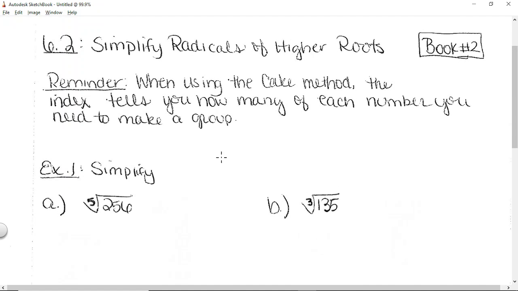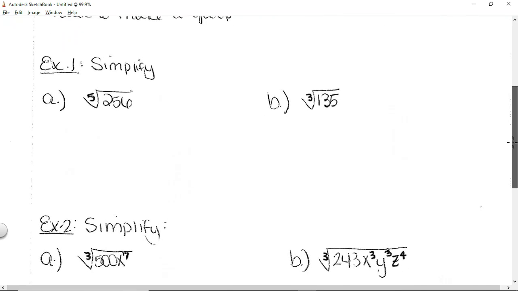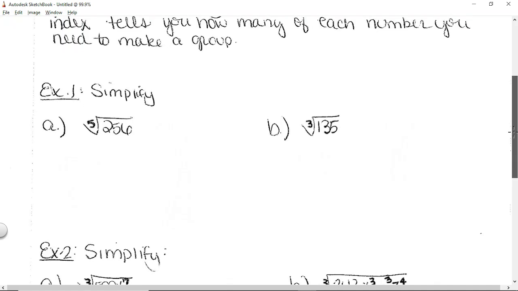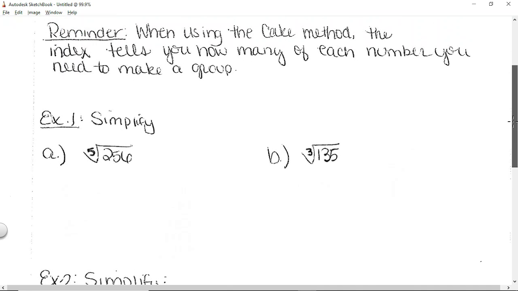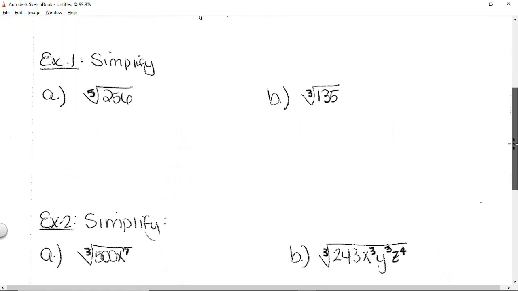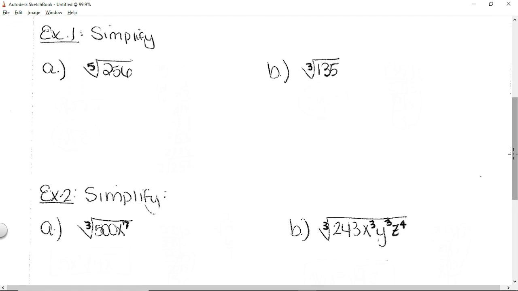We have this reminder: when using the cake method, the index tells you how many of each number you need to make a group. So we'll be doing the cake method. We'll get the prime factorization in the same way as we did yesterday, but then the number that we need to make a group depends on the index. So it won't just be 2 every time like yesterday. Okay, so let's look at the first one.